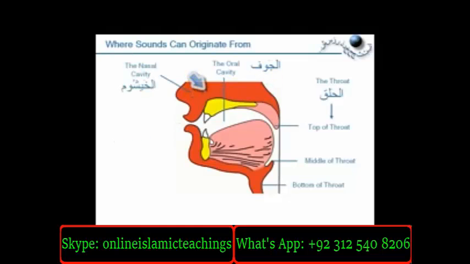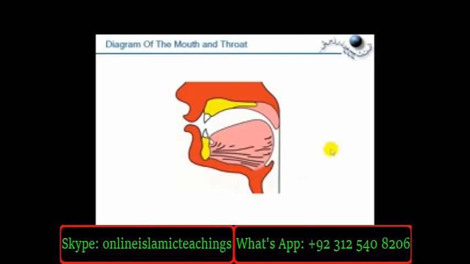We then have the nasal cavity, i.e. the air passage in your nose, going to the back towards your throat. This is known as al-khayshum. We have the two lips, known as ash-shafatan. And we have the tongue, which is known as al-lisan. A bit more detail about the mouth following on.